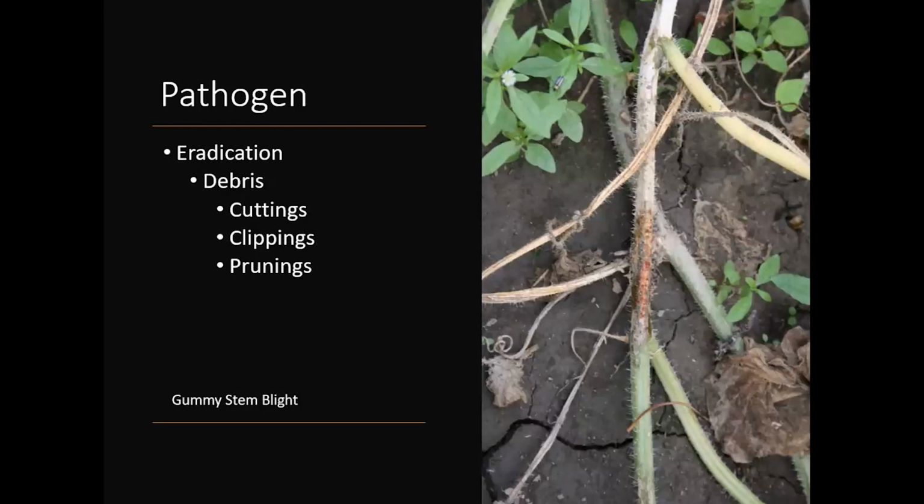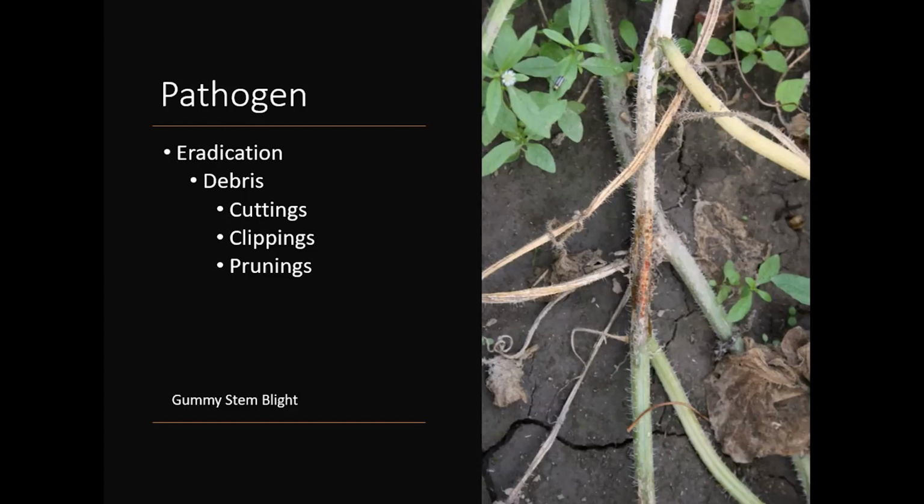So here's another image. This is gummy stem blight on watermelon, I think. So you've got this infected stem. You're not going to cure this stem with fungicides. So pruning this out and getting this out of there, maybe other vines on this plant are okay, but this one is not. So pruning that out and getting it out of there.